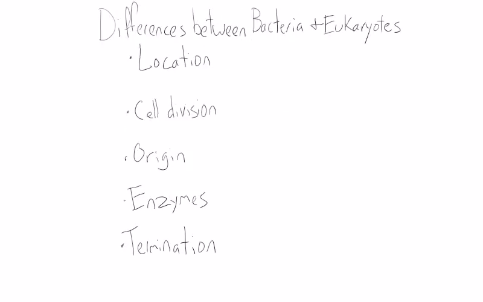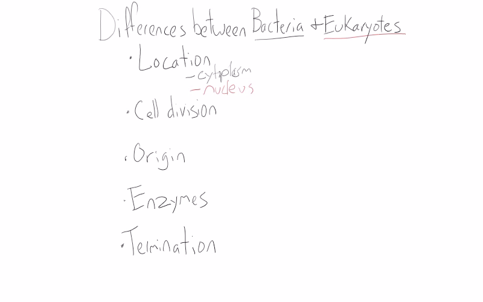And so finally, we're going to talk about the differences between bacteria and eukaryotes in DNA replication. A few main categories here: location, cell division, origin, enzymes, and termination. First, for the location: prokaryotes, which we're going to have in black here, replicate in the cytoplasm. And eukaryotes, for the sake of clarity, we're going to have in red here, and that actually occurs in the nucleus because, as we know, eukaryotic cells have a bound nucleus which contains the genetic material.